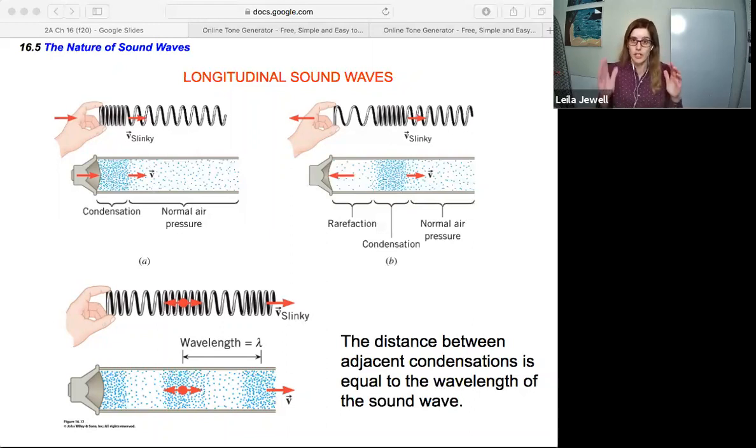And we can look from one condensation, one peak, to another peak condensation, and that will be equal to one wavelength of the sound wave. This red dot will just move parallel to the motion, and we can again measure that wavelength.